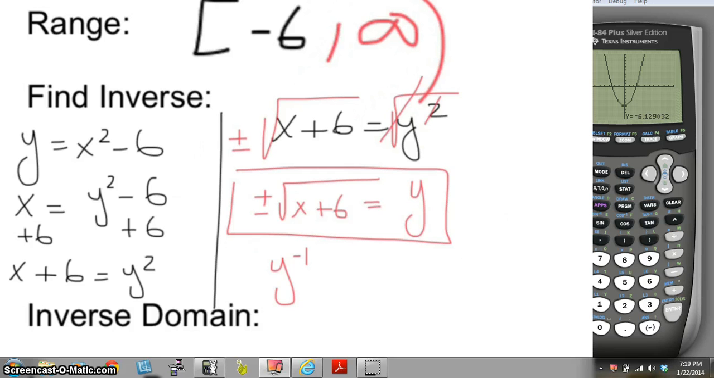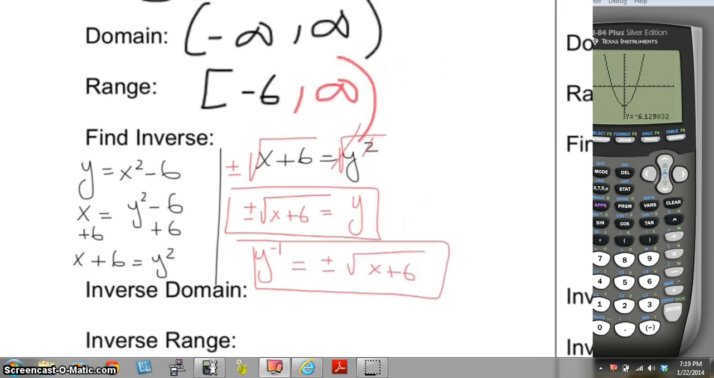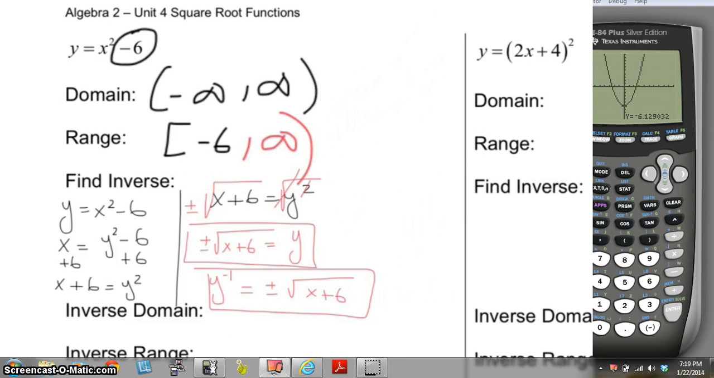Let's rewrite it as the inverse of x plus 6. Now, that is the inverse. What's the nice thing about the inverse is that since this is the inverse of this function, the domain and range over here will be the same but switched. So if the domain here is negative infinity, infinity, the range would be negative infinity, infinity. Now, if the range here is negative 6 to infinity, this will be the domain, so it would be negative 6 to infinity. So as you can see, to find the inverse domain and inverse range, the only thing you need to do is switch those two.